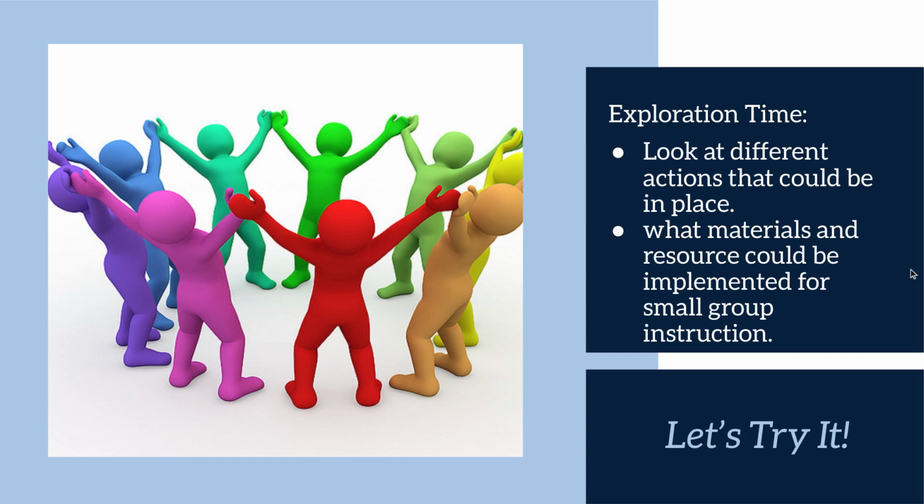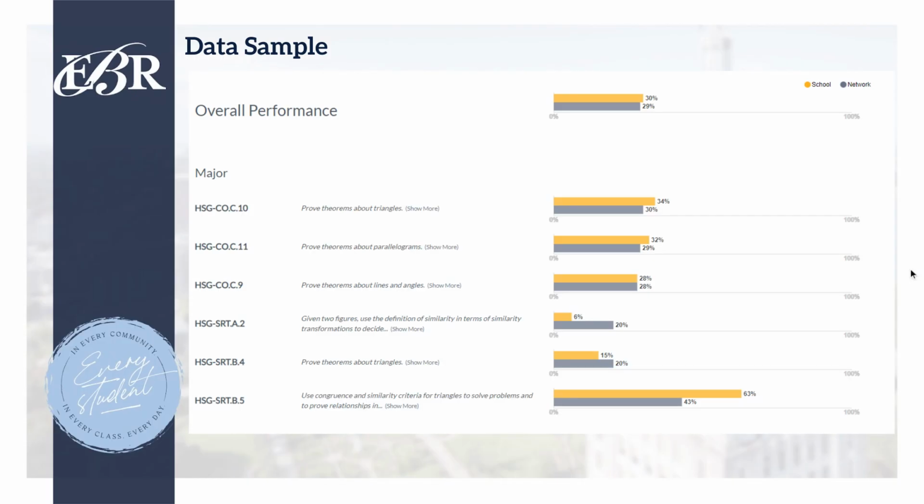So now we're going to look at resources and materials to help us implement small group instruction. The first thing we want to do is look at an actual data sample. So here's a data sample. If I look at this, I see where my students are performing. We see the school and the network. Looking at SRTB5, I'm at 63%.